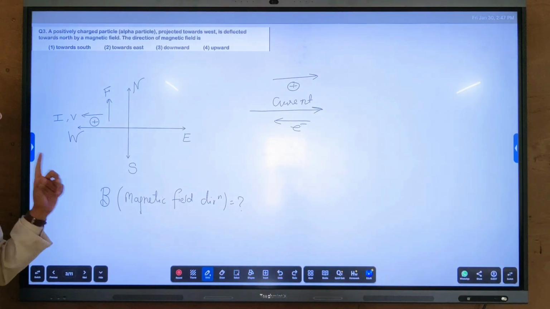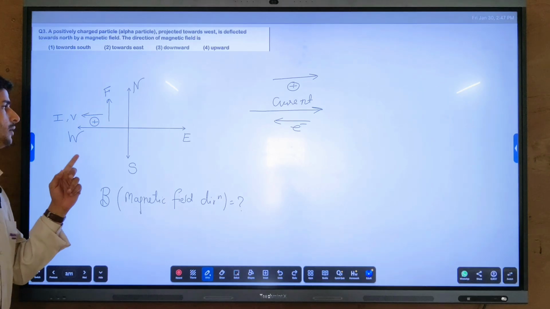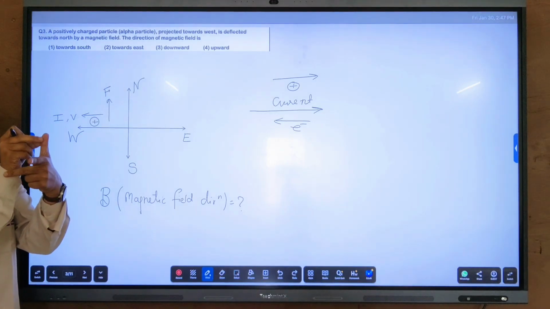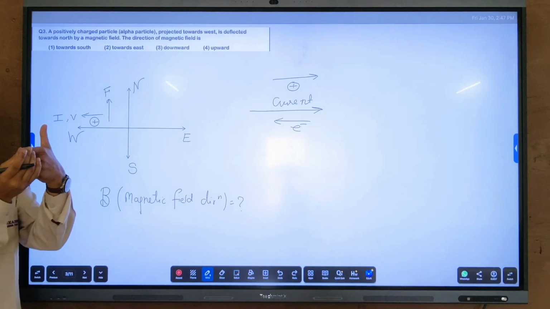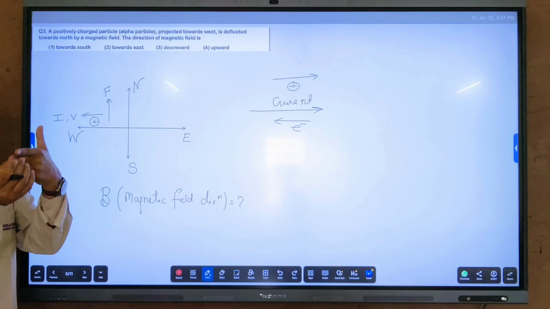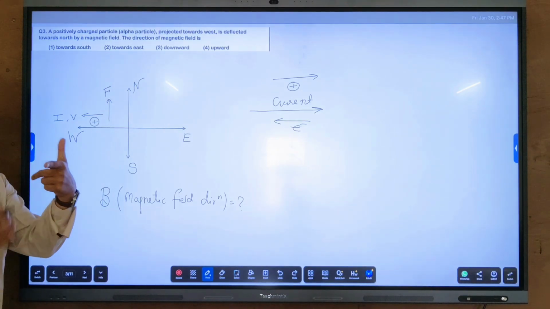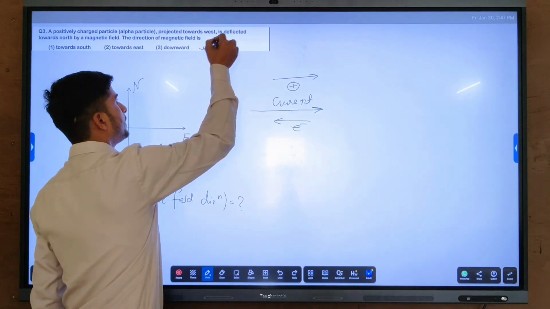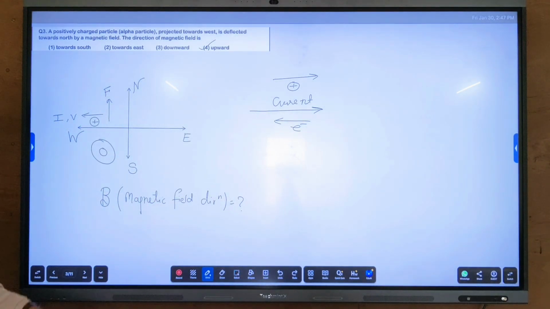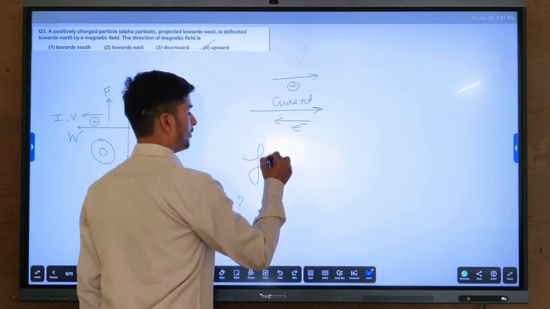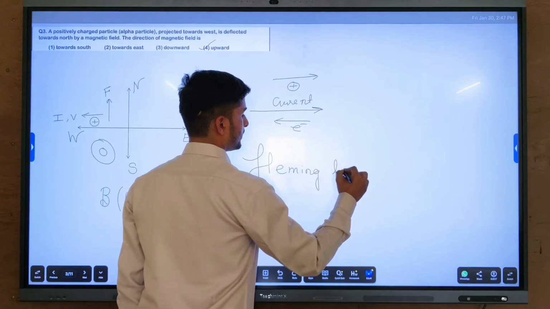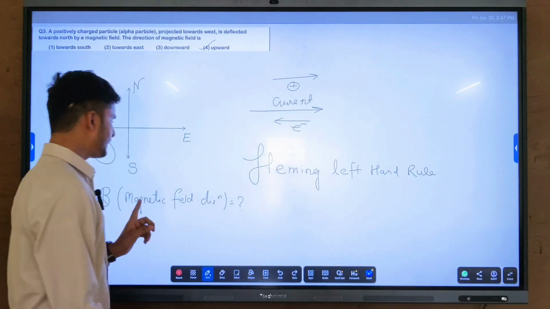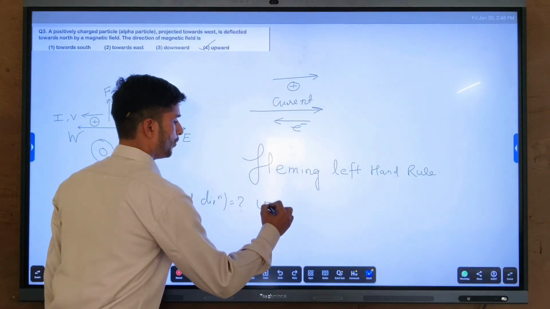And by using the Fleming's left hand rule, we can see here the current direction is west and force in thumb direction, that is in the north direction. So this finger, index finger is showing upwards. That means the magnetic field direction will be upside. So then the positive charge will deflect in north direction. So using Fleming's left hand rule, we can find the direction of magnetic field that will be upwards.